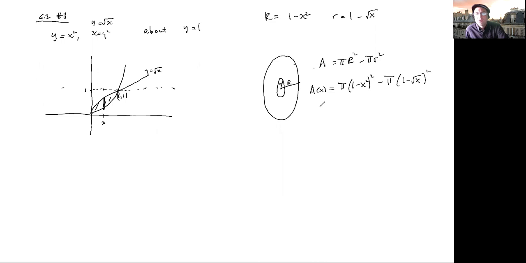And so let me simplify this. I'll factor out the pi. So we use the binomial formula. 1 minus 2x squared plus x to the fourth minus, well, it becomes, I'll put it in parentheses, 1 minus twice the square root of x.